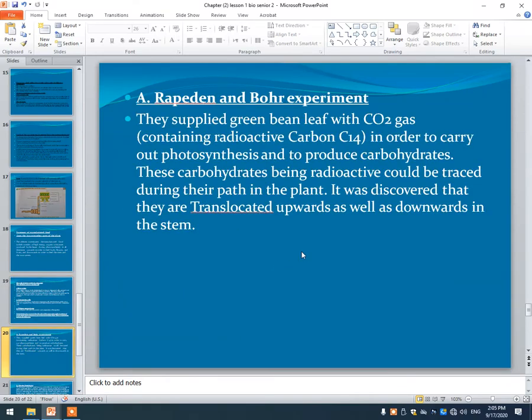The theory was made by the Rabideau and Burr experiment. They supplied a green bean leaf with carbon dioxide gas containing radioactive carbon C14 in order to carry out photosynthesis and produce carbohydrates. After that, the carbohydrates, being radioactive, could be traced during their path in the plant. It was discovered that they are translocated upward as well as downward in the stem.